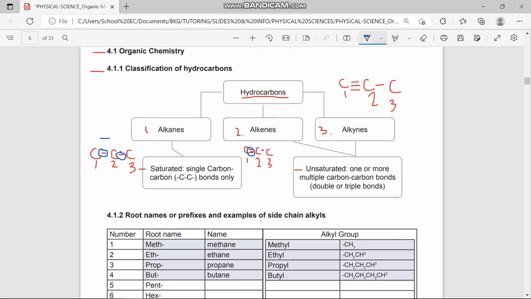You can see we have a triple bond between the C atoms. That's how it goes. That's why they are said to be unsaturated, because they have one or more bonds between the carbon-carbon atoms. It's double or triple bonds. It's a double bond in alkenes and a triple bond in alkynes, and it's a single bond in alkanes, and that makes it a saturated hydrocarbon. That's how it goes, guys.